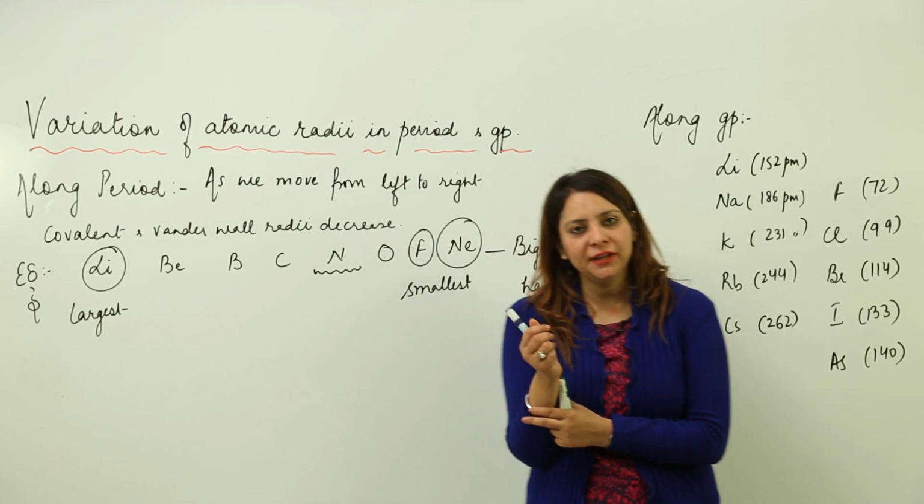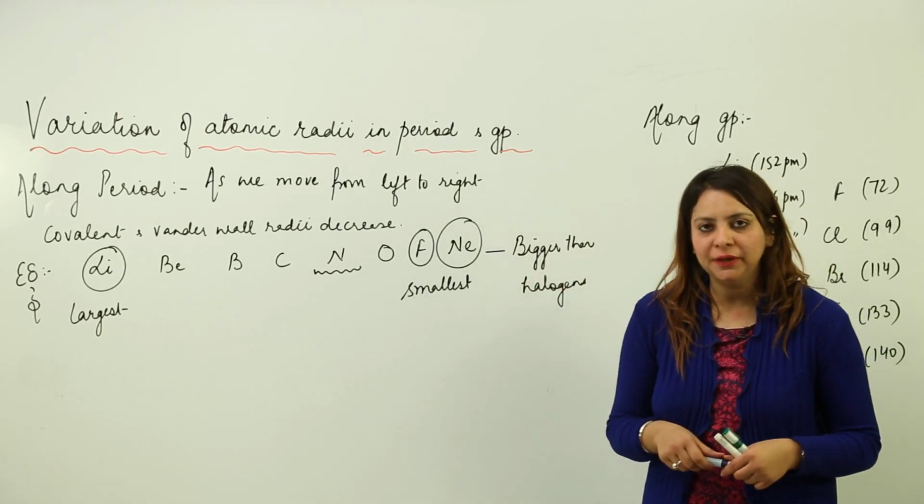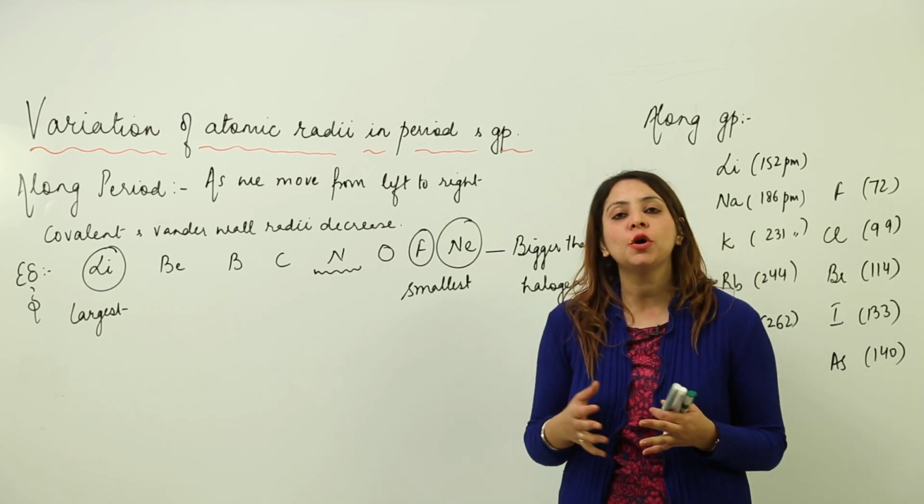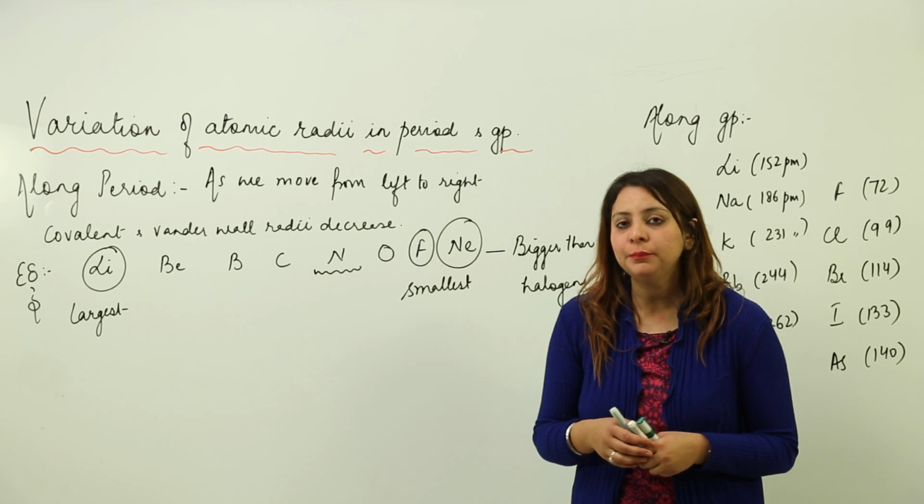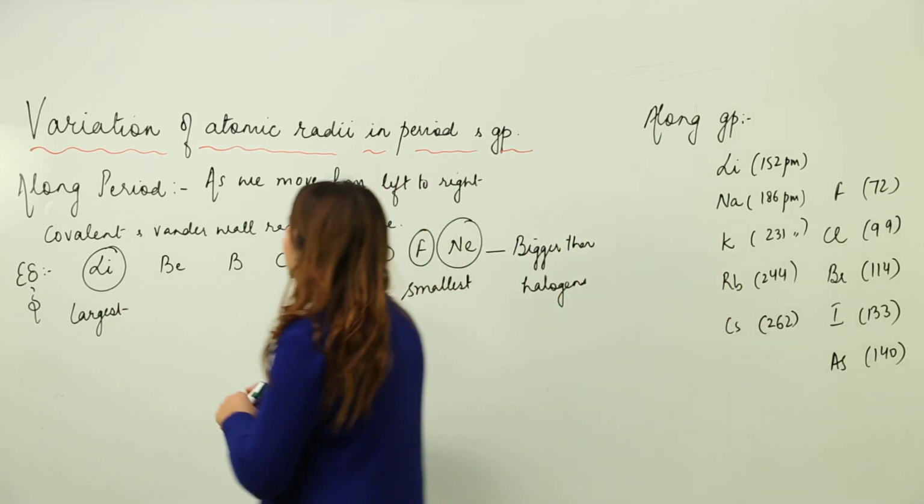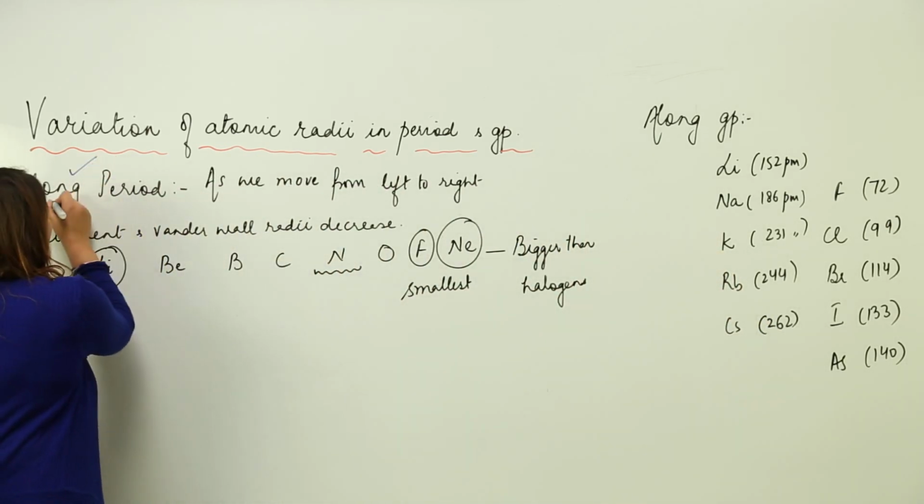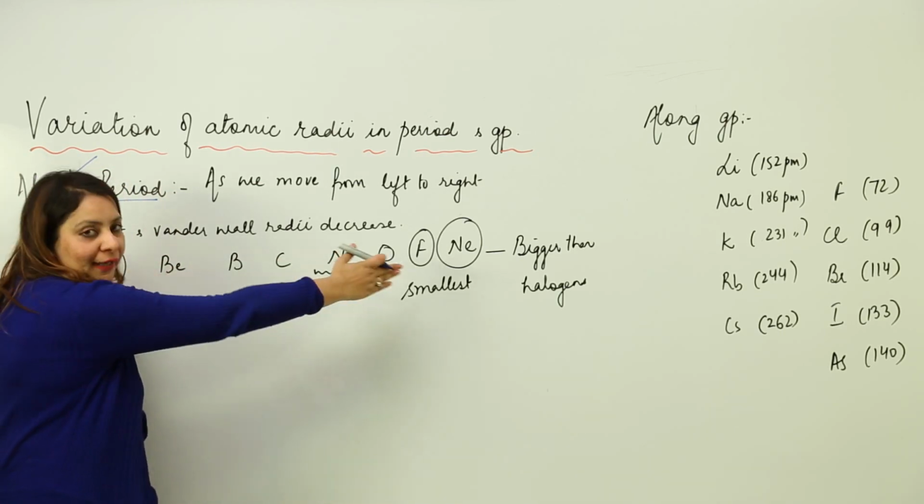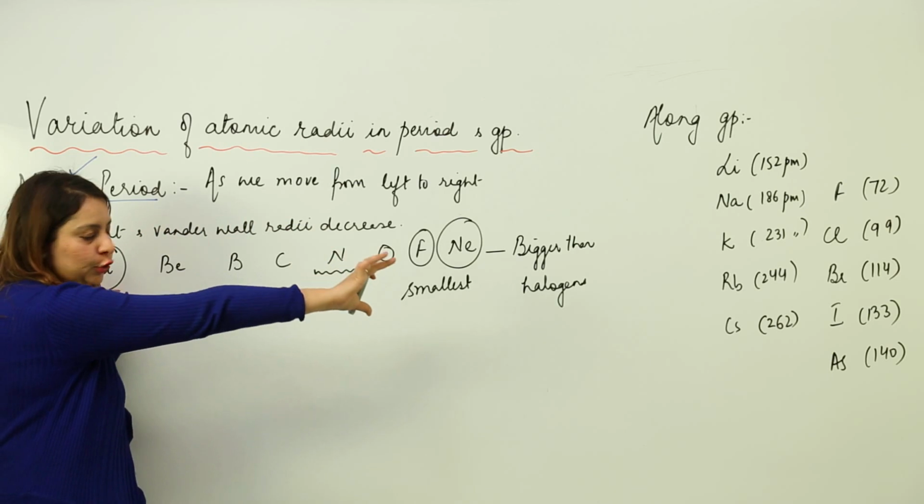Now, as you are familiar that we have different types of atomic radii, we are going to discuss how these atomic radii vary along a group and a period. First, we are going to start with how they vary along a period. You know that periods are horizontal rows, so we move from left to right.